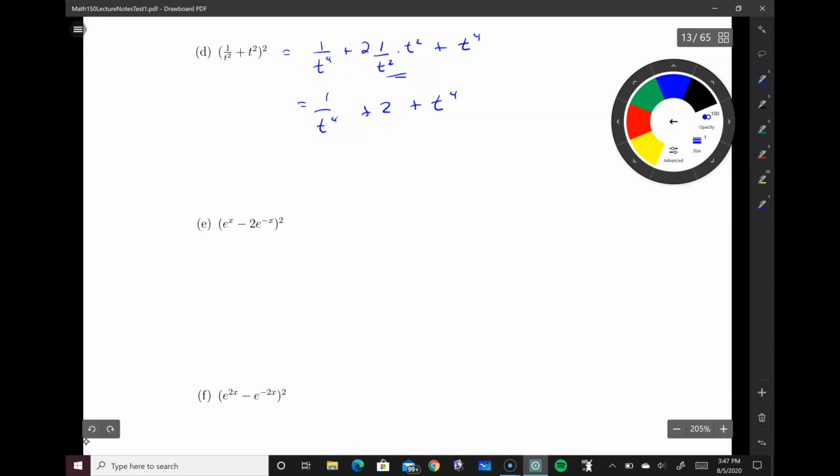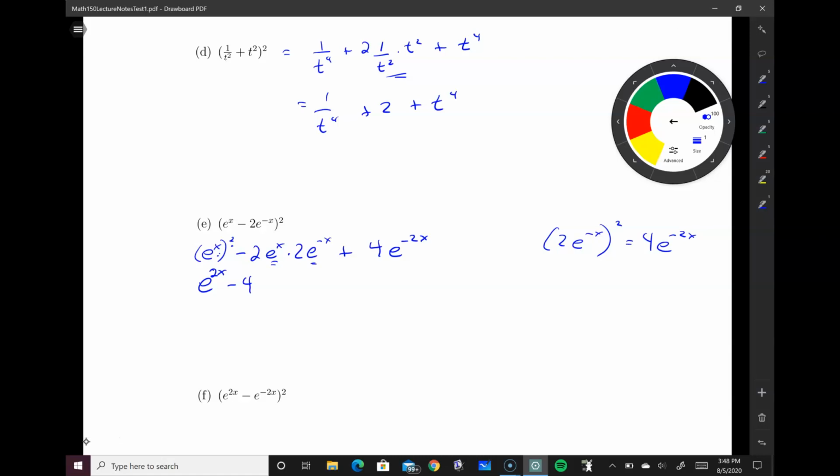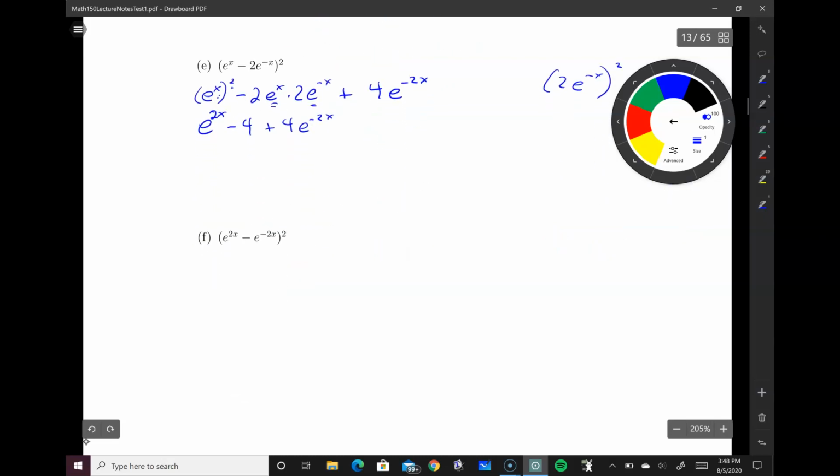A couple more here playing with these. So e to the x squared minus 2 times this plus this last term squared will give me 4e to the negative 2x, right? So 2e to the negative x squared gives me 4e to the negative 2x. All right, so this is e to the 2x, right? You multiply, here I'd get minus 4, and then when I multiply these, I get e to the 0, which is 1. And there we go.